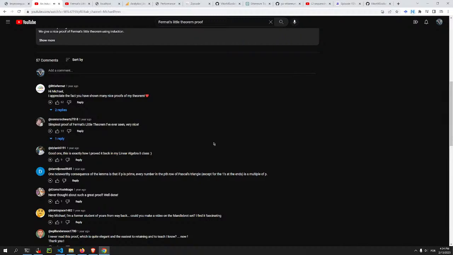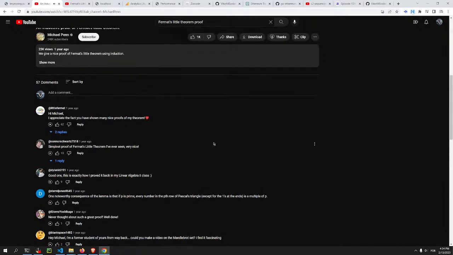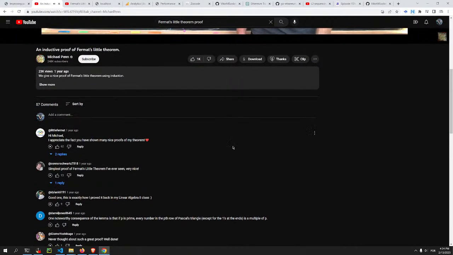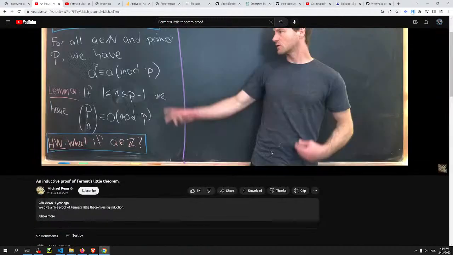Well, first off, it lets you understand the theorem very well, and Fermat's little theorem is famous in that there have been many different proofs of this theorem proven, or I should say written. And so here we're going to look at an induction proof of Fermat's little theorem. So let's recall what FLT says first.